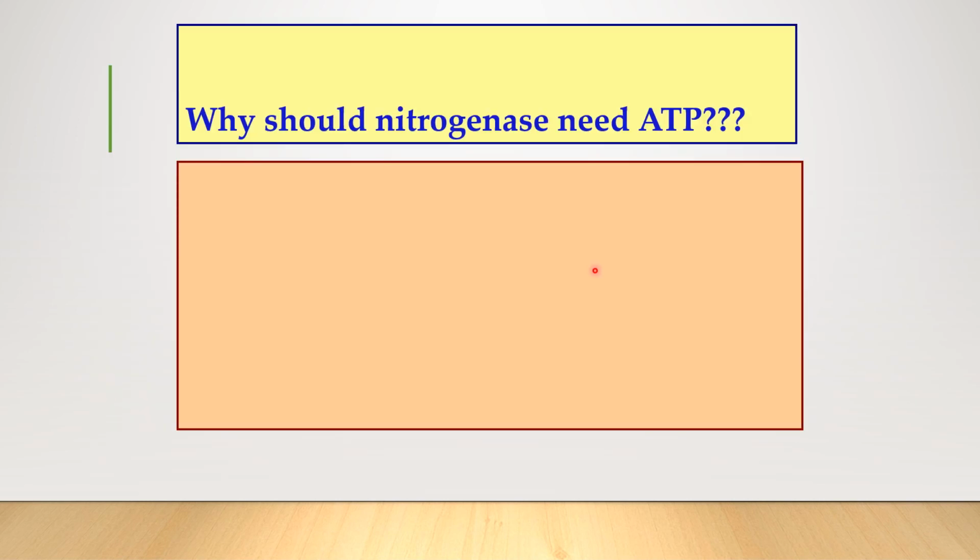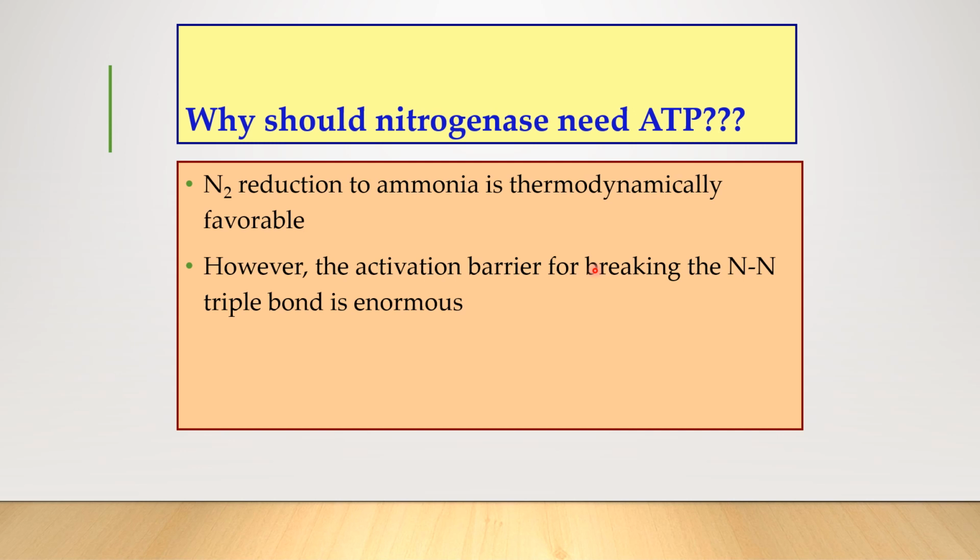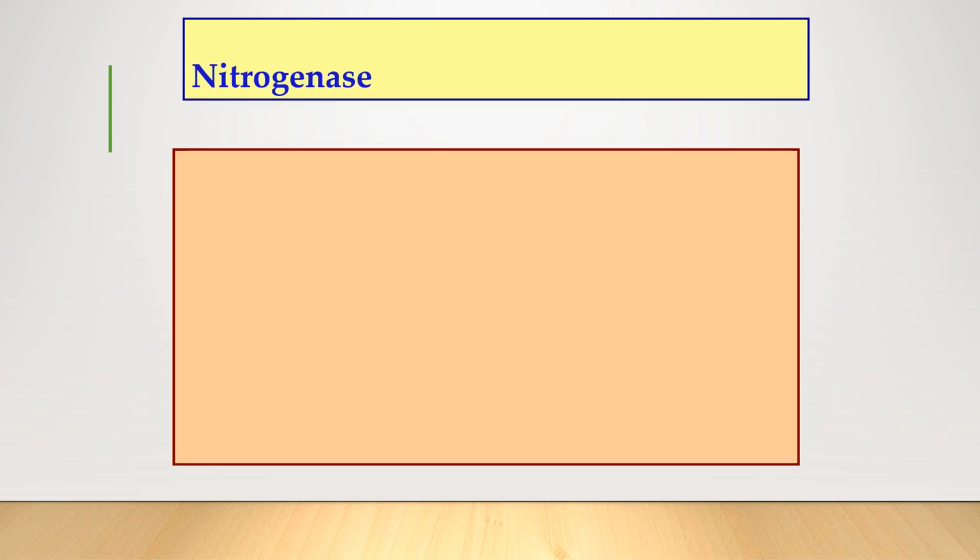So here we'll explain this. Why should nitrogenase need ATP? Yes, nitrogen reduction to ammonia is thermodynamically favorable. However, there is a barrier, that is the triple bond has to be broken, which requires those 16 ATP. That is, it provides the activation energy that is required for this conversion.